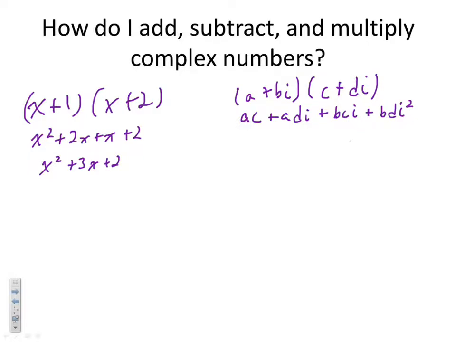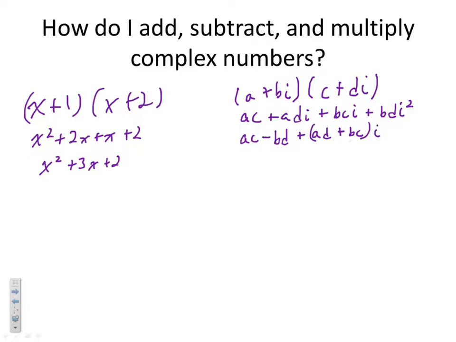So now we have ac minus bd. Why was that? That was because i squared is negative 1. Plus (ad plus bc)i.